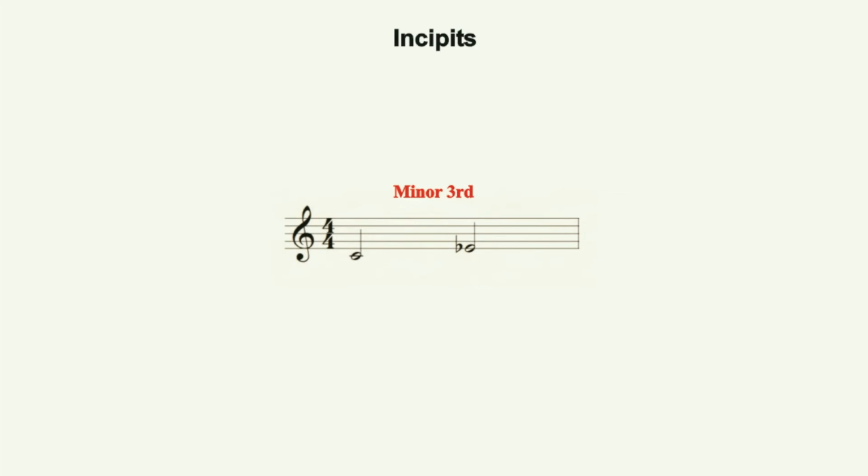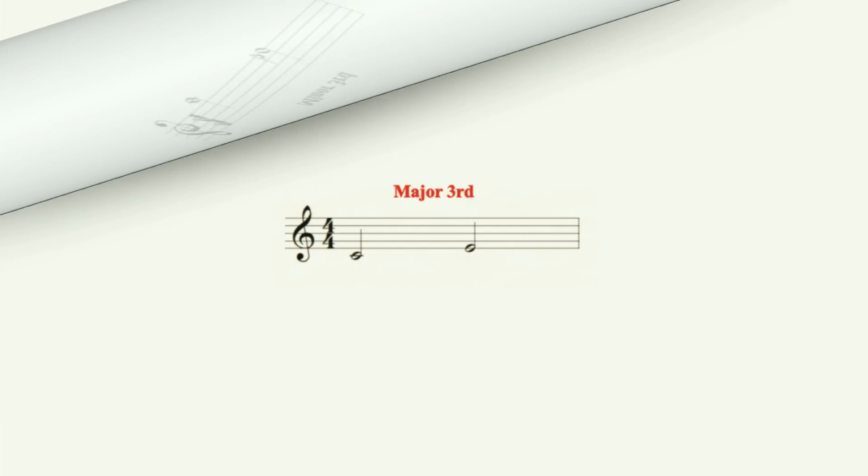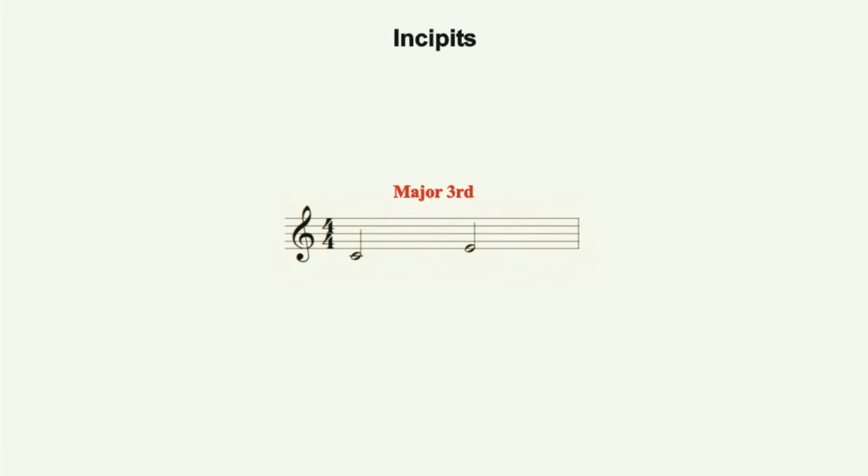Two songs that begin with a minor third are the English traditional Greensleeves and Brahms' Lullaby. Two songs beginning with a major third are When the Saints Go Marching In and the folk traditional Kumbaya.